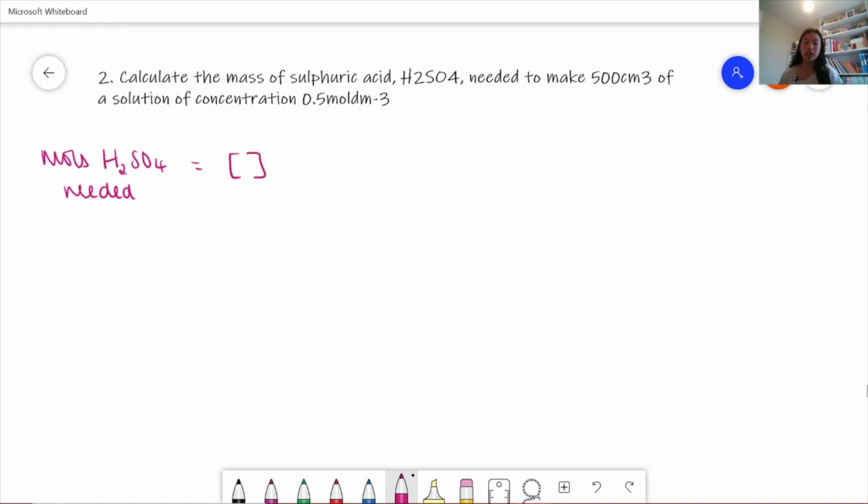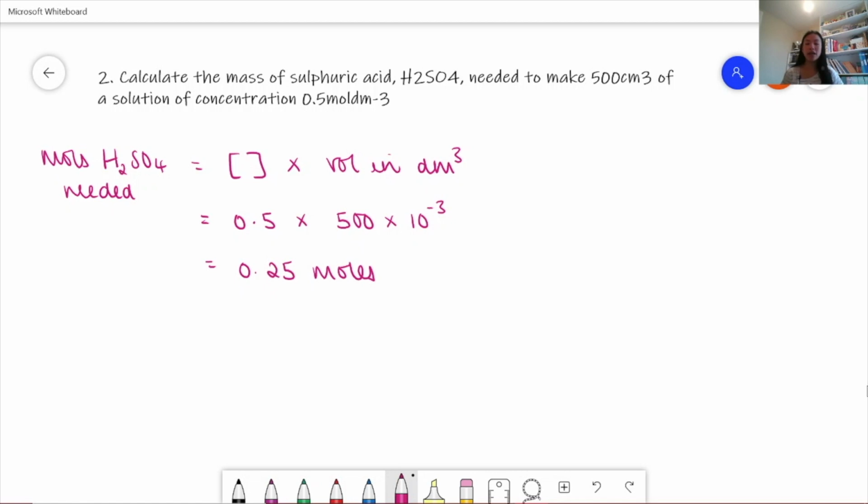So we have concentration multiplied by the volume, which is in decimeters cubed. So that gives us 0.5 multiplied by 500 centimeters cubed. And remember, to convert from centimeters cubed to decimeters cubed, we have to divide by 1,000, or we multiply by 10 to the power of minus 3. And so this gives us 0.25 moles.